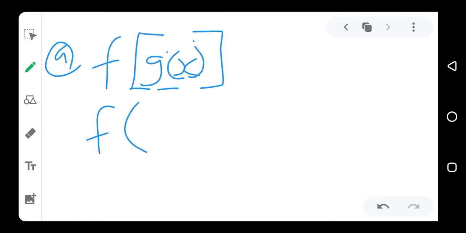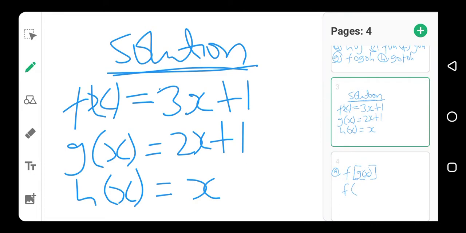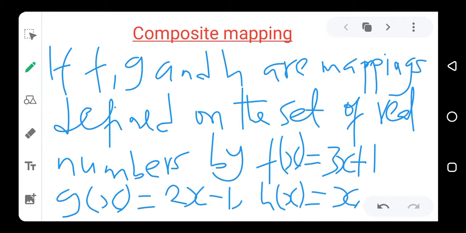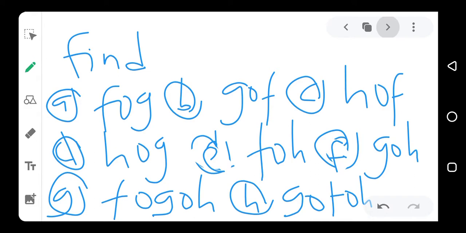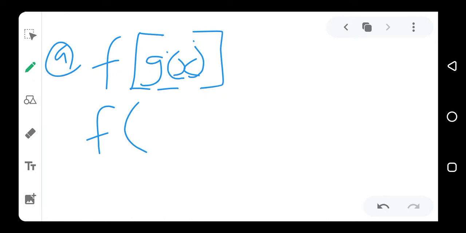So it's g of x is 2x minus 1, not 2x plus 1. Okay, minus 1. So we put this expression inside the brackets. Now function of 2x minus 1.